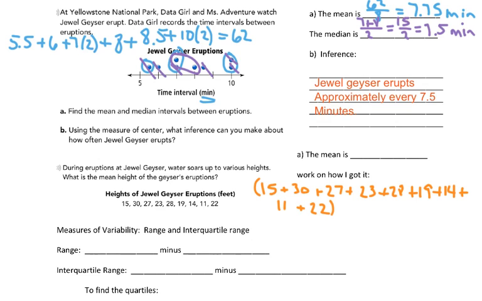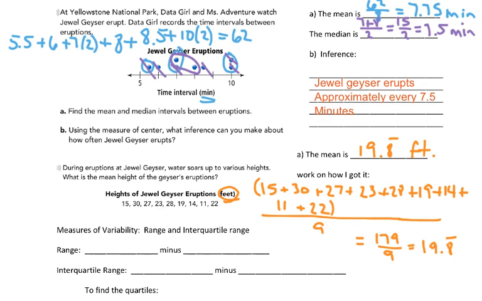Add up all of those, and then I'm going to divide that by the total number of values, there are 9 values. So when I do the math there, I add them up, I get 179. Divide that by 9, and you get 19.8 repeating. So the mean is 19.8 repeating, and we're talking about feet.